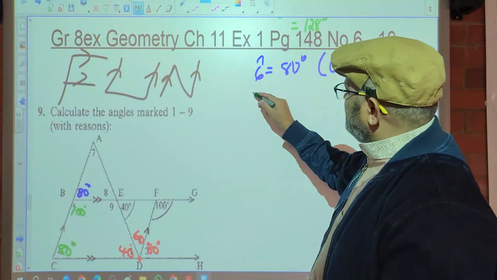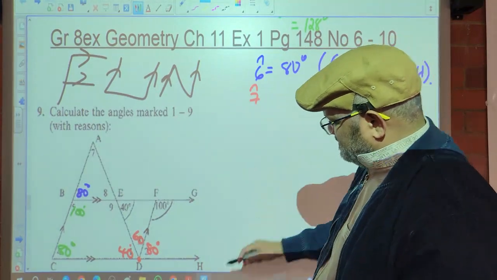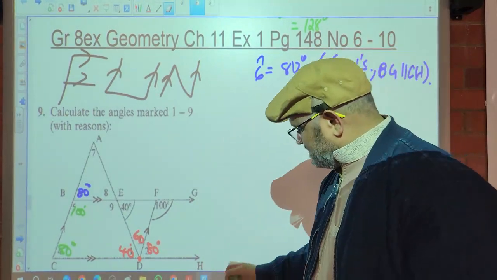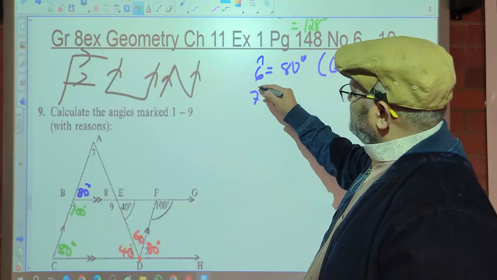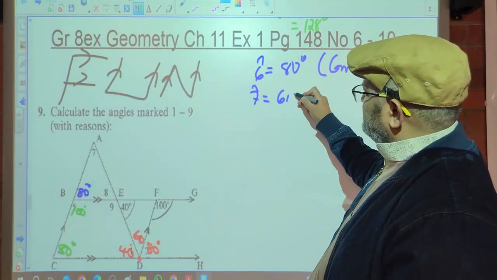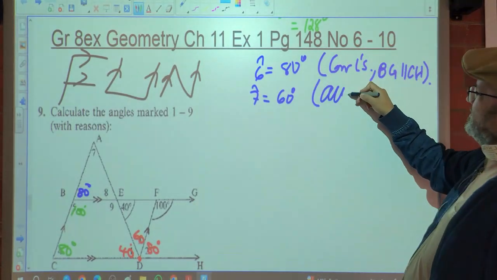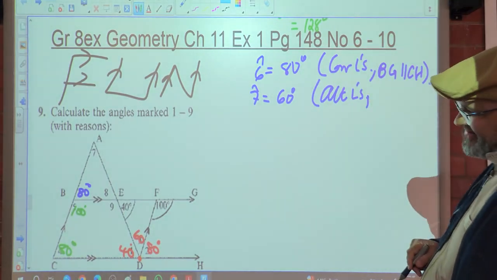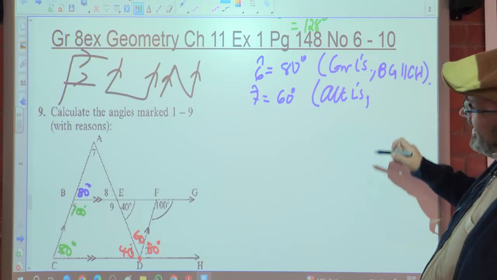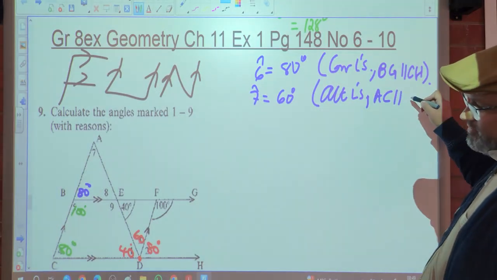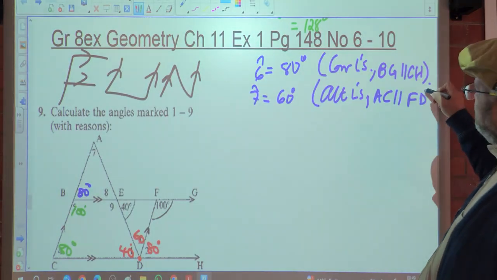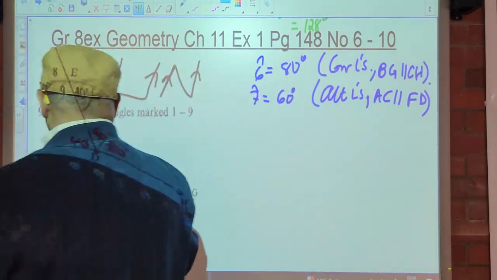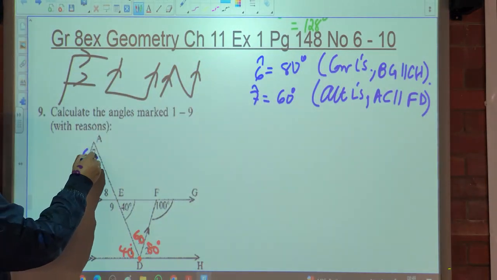What do I say? Angle 7 is equal to 60 degrees. Why? Alternate angles with AC being parallel to FD. Okay. That is 60.